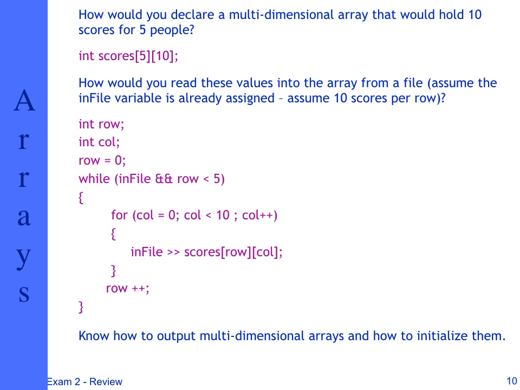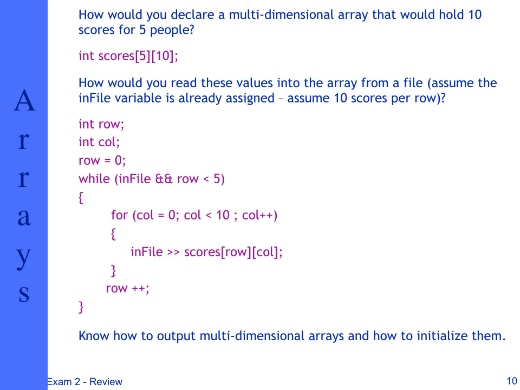We need two indexes, a row and a column. For the row, because we're not sure how many elements are inside of the file, we're going to use a while loop. So infile to determine the end, and of course if we don't have any more room in the array, we're going to stop, so we can only store 5 people. And then on the inner one, we're going to use a for loop, because assuming that the person is there, we have to read 10 scores.